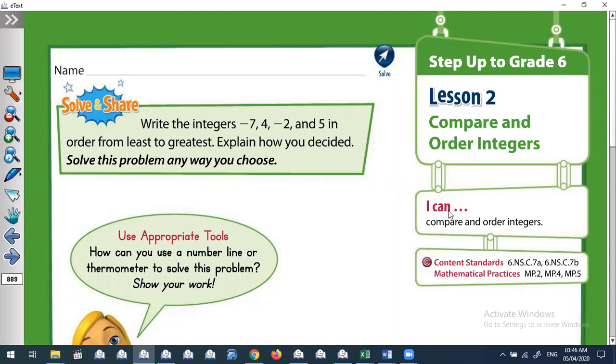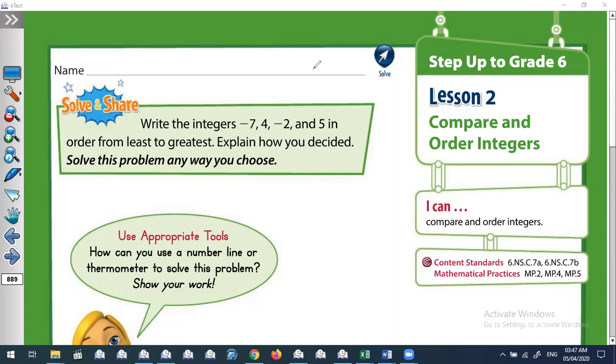Our lesson today is lesson 2, which is step up to grade 6, compare and order integers. Today we are going to learn how to compare between any two integers. Let us remember what the integers are.